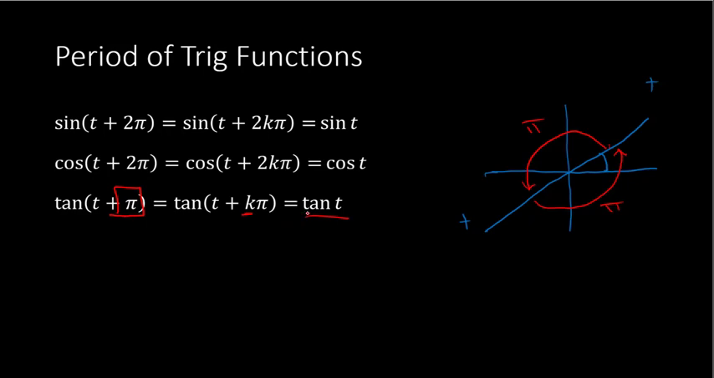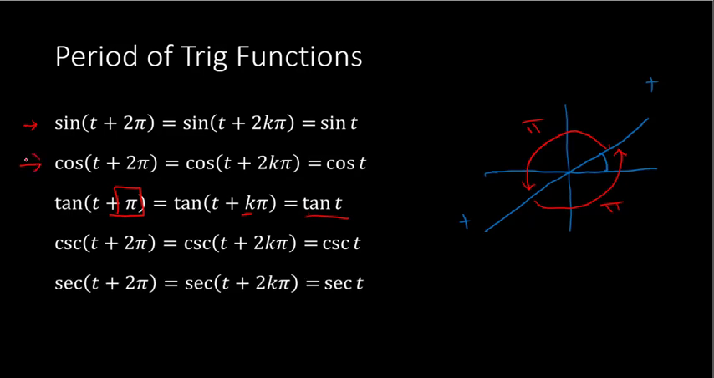Now the inverses of each of these would be the same periods as well. So instead of sine, you can replace it with this inverse. So cosecant would have the same period, and then cosine, the inverse is secant, that would have the same period, and then tangent, the inverse is cotangent, that also would have the same period.